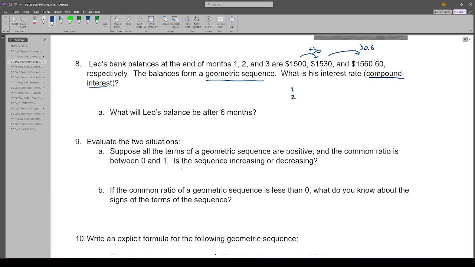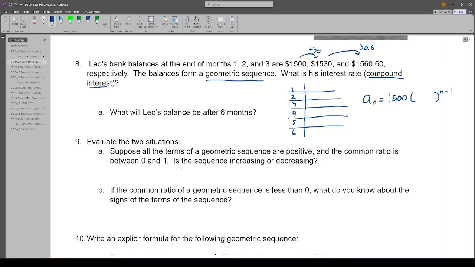So we have 1, 2, 3, 4, 5, 6. Although in this one, I'm actually going to go ahead and get the calculator out, and we're going to do this one using Desmos and using an explicit formula because we haven't done much practice on explicit formulas so far today. So we know that our a_n is going to equal the first term, 1,500, times something to the n minus 1 power.